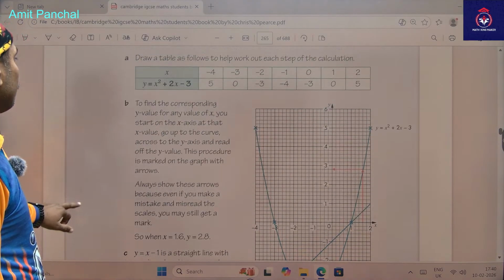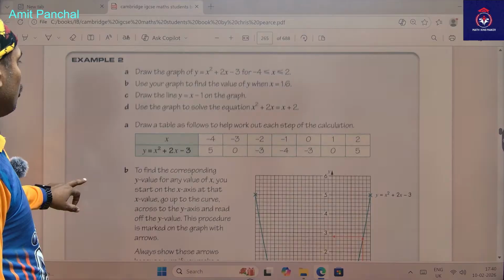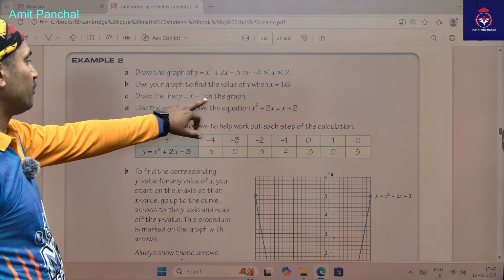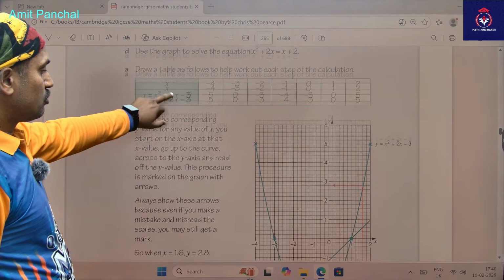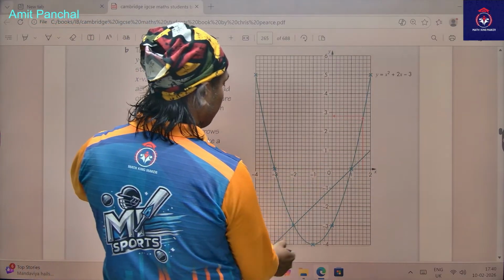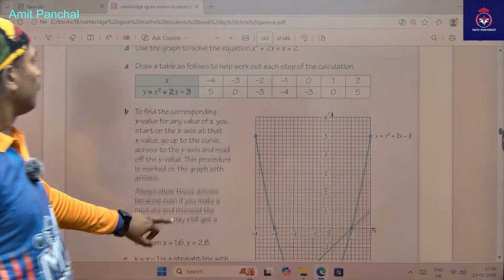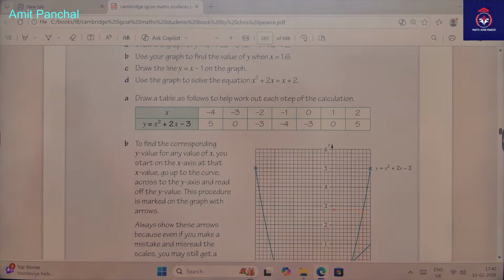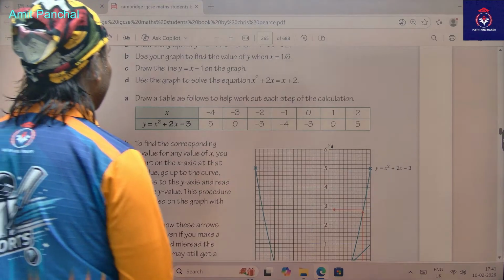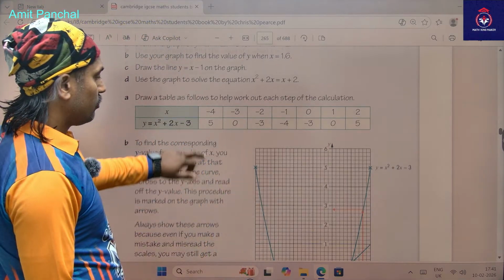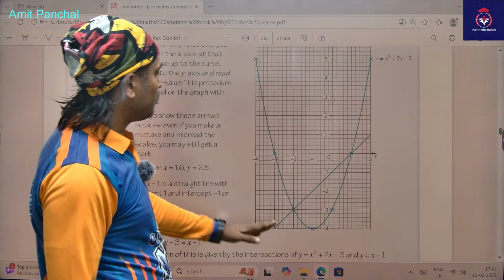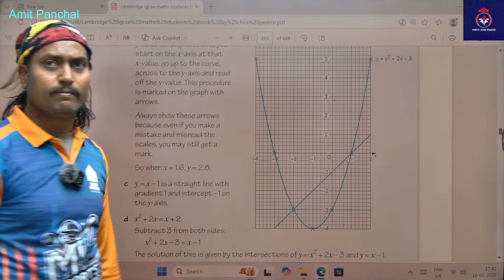So with the help of a graph, you can easily solve the equation. Draw the line y equal to x minus 1 on the graph. So this is the equation y equal to x minus 1. How do you use the graph to solve the equation? Wherever they are cutting each other, that will be the solution.